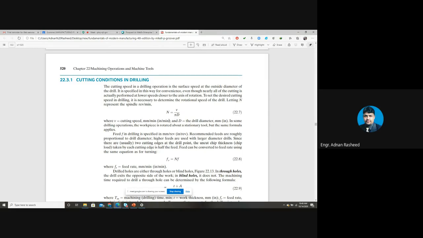Clear? So again, there is another term, Fr, used as we discussed previously: Fr is equal to Nf, where Fr is the feed rate, N is the spindle speed, and f is the feed. Feed has units of millimeter per revolution and feed rate has units of millimeter per minute or second. Clear? So these two formulas are the same. Kindly go and read these paragraphs. The rest of the things are the same.